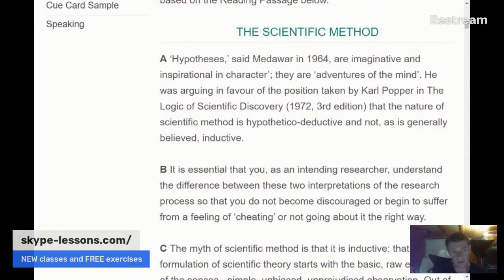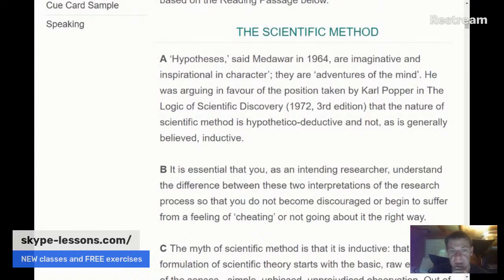So I'm going to read through the text which they use for questions 29 to 40. So this is quite a large part of the reading paper. And I'm just going to go through the answers, but I'm going to try to show you how you can find the answers. So let's get going. This is called the scientific method.